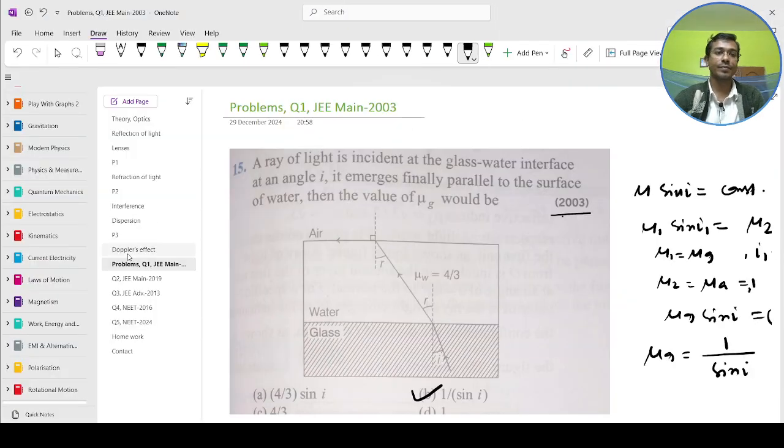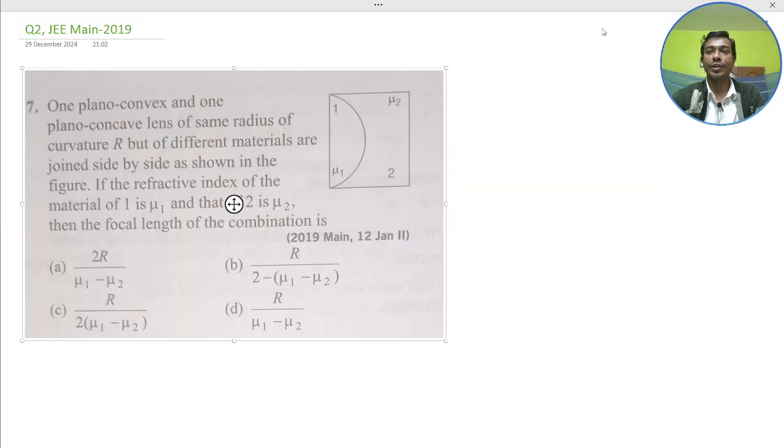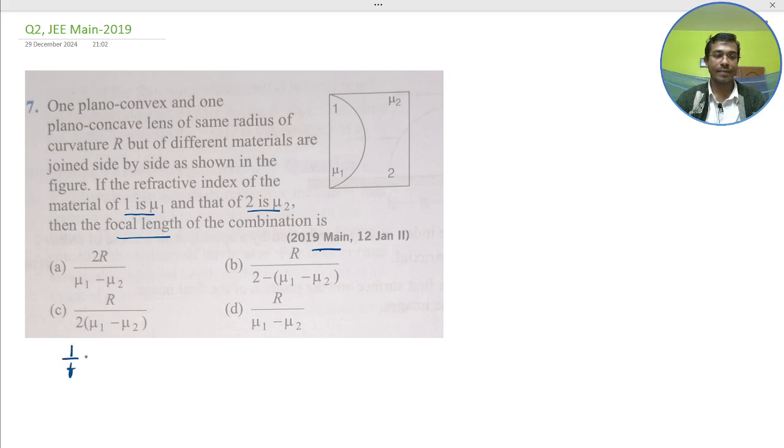Next one, JEE Main 2019. One plano-convex and another plano-concave lens of the same radius of curvature are joined. The refractive index of the first is mu 1 and of the second is mu 2. You have to find the focal length. We just discussed this concept in the chapter summary: the lens maker formula, 1 by f is equal to mu minus 1 times 1 by r1 minus 1 by r2.